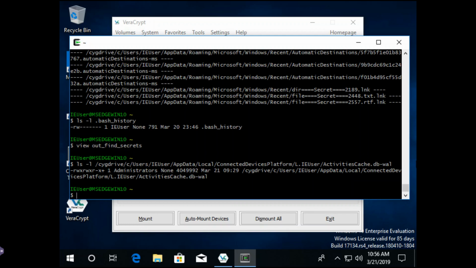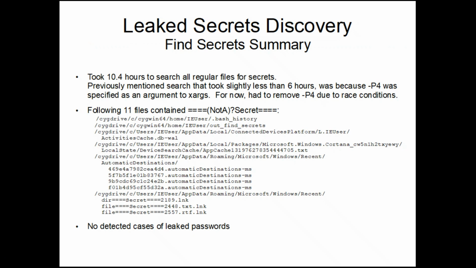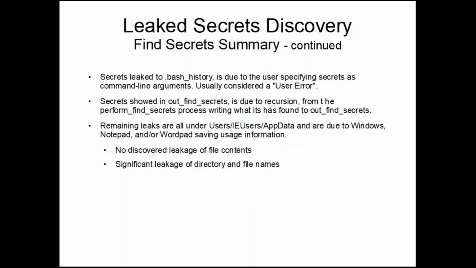At a high level, it took 10.4 hours to do this search. Previously, it only took about 6 hours, but that used the -P4 option that I can't use anymore, at least for now. It'll take some additional coding to get around some race conditions to have the results come out. These are the 11 files that it actually found them on. There were no detected cases of leaked passwords. That's good.